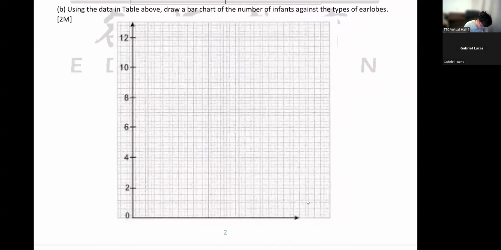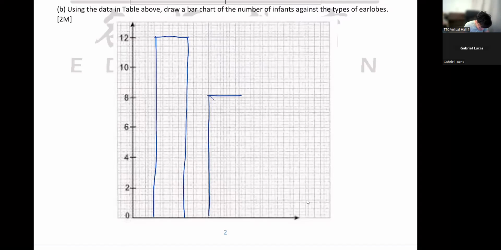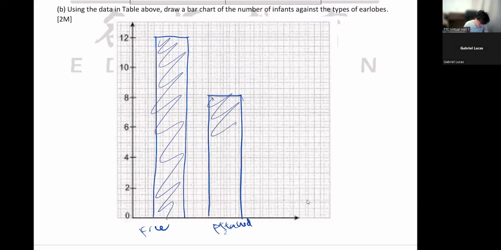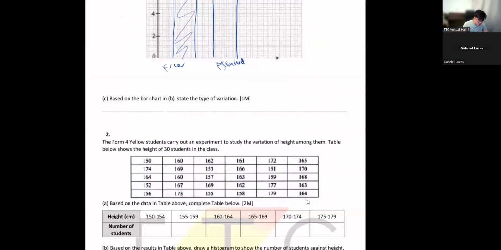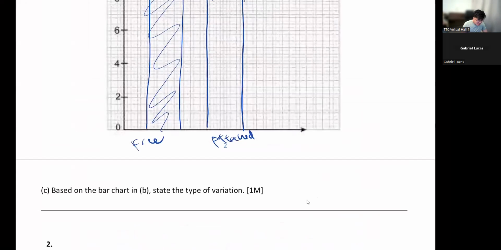So right, draw your bar chart. So this is 12. I mean, I don't draw the best graph, but as long as you understand. So this is 8. So you have your free earlobe and attached earlobe. This is free and this is attached. Right, so what is this type of variation? Gabriel, do you remember? We have 2 types of variation. And do you remember what they are?